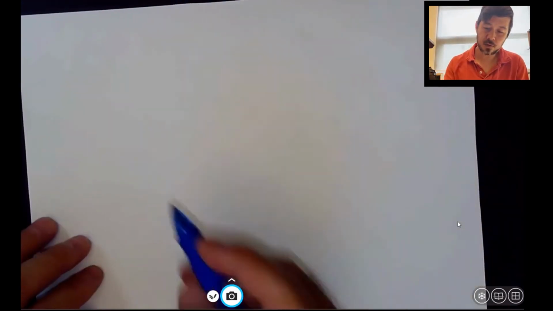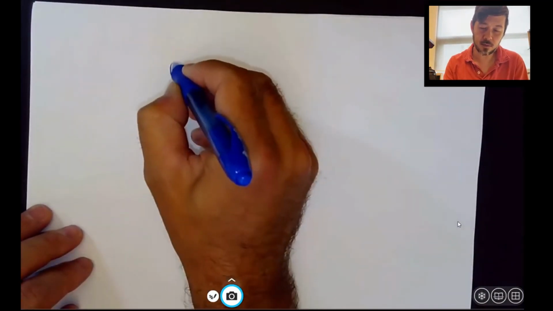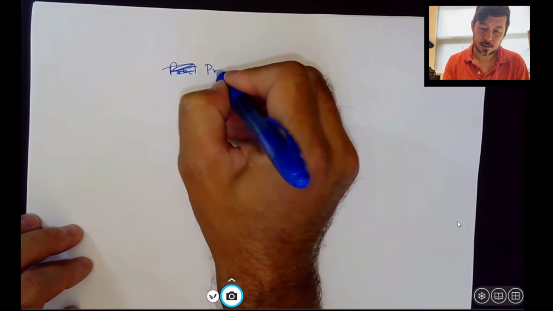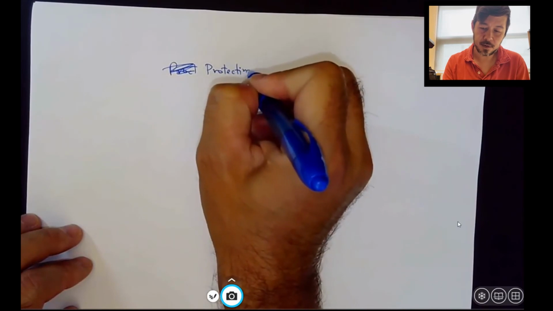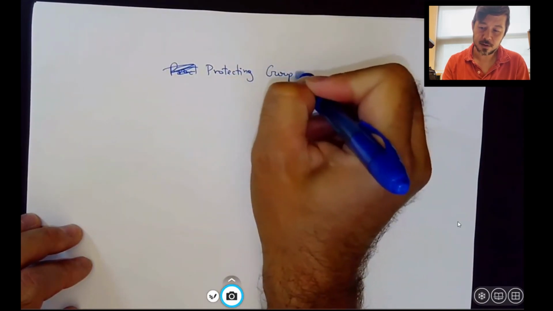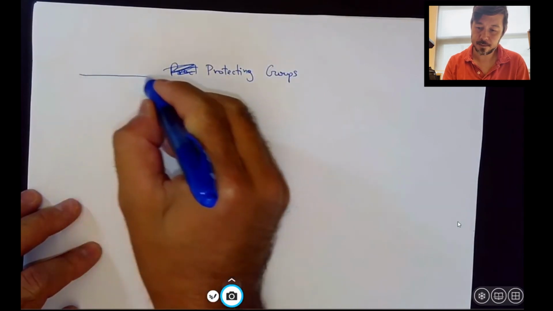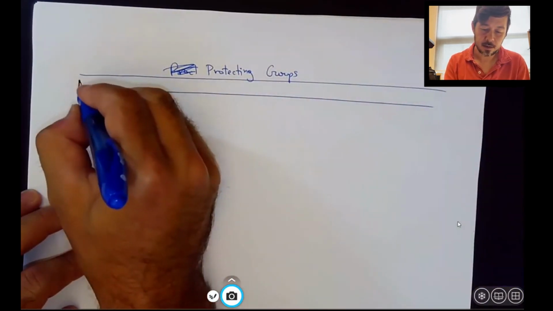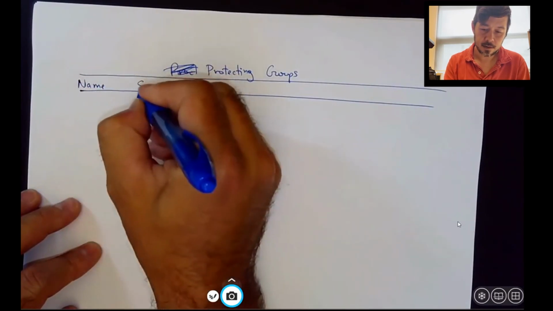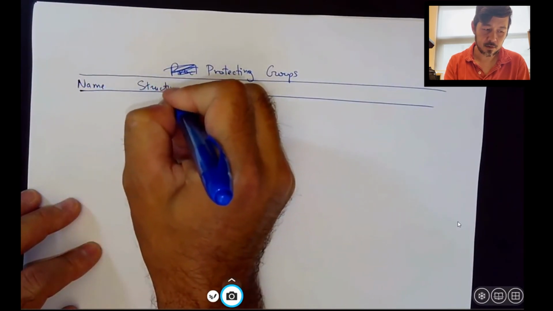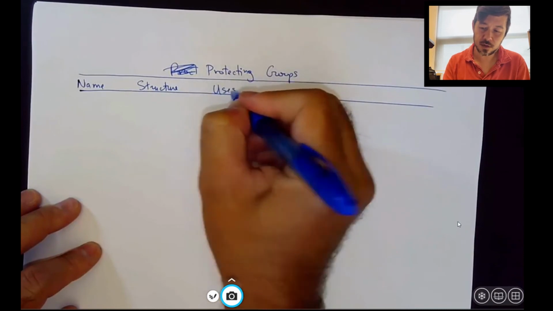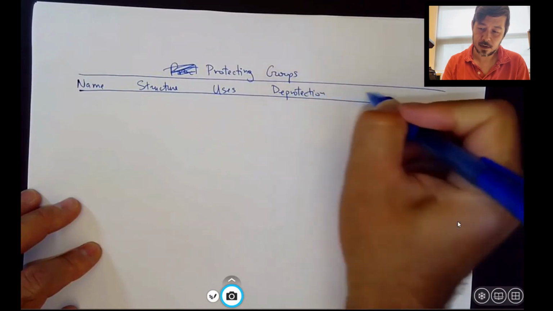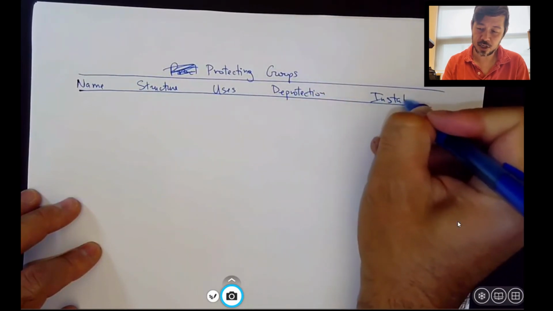So what I'd like to do is just take a couple moments and summarize some of the protecting groups that we've seen today. Okay, so let's see. Let's look at the name, structure, the uses, the deprotection, and how to install it, the installation.